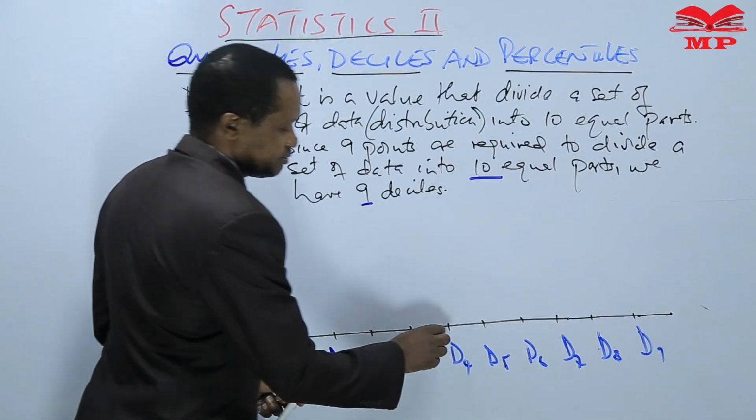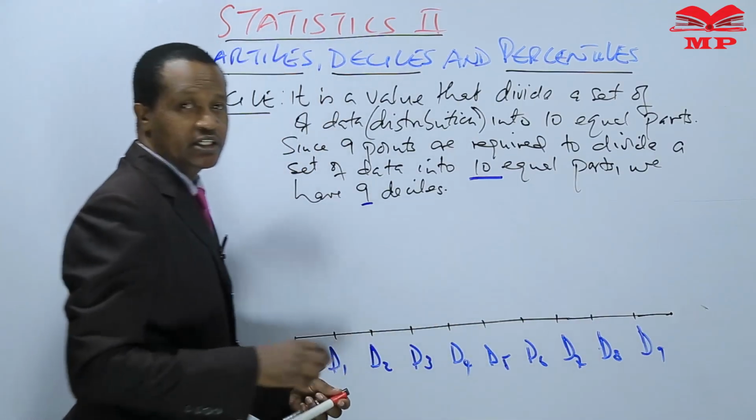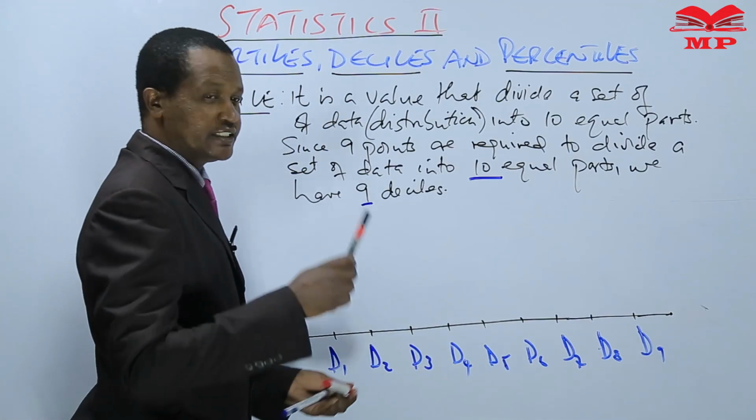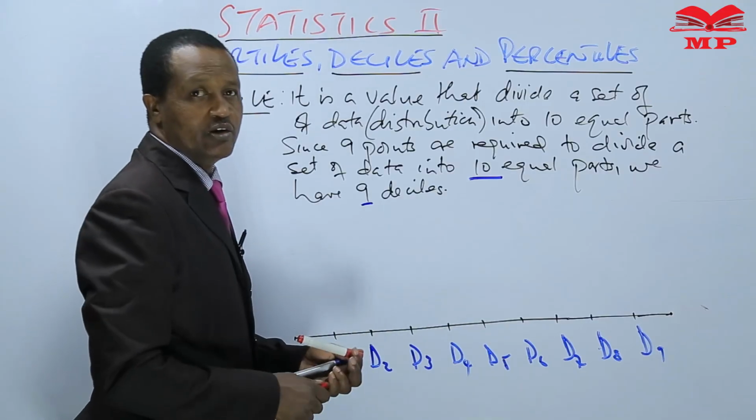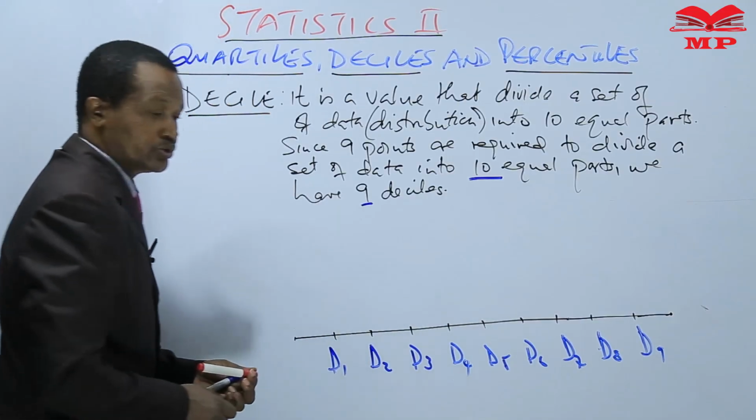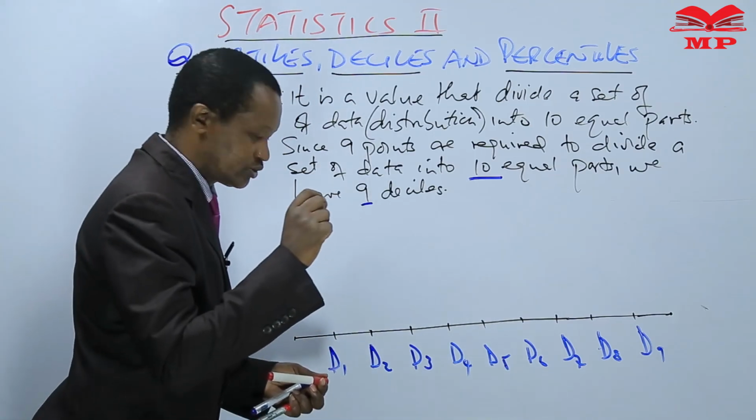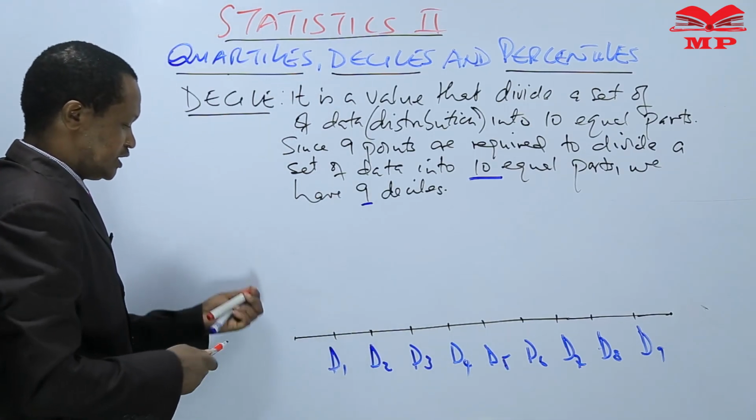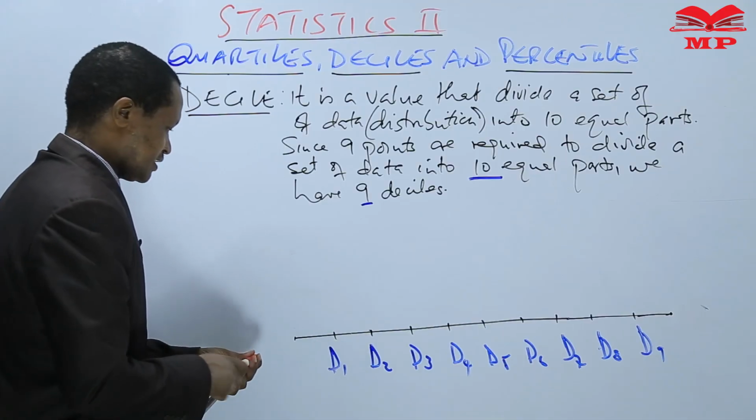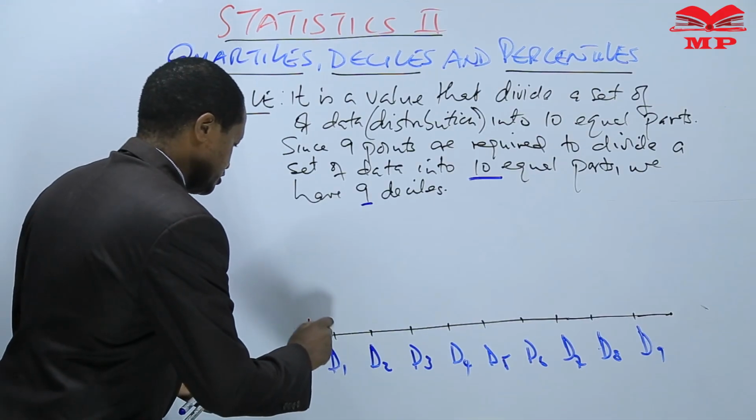Learners, another important point to note is that each part out of the 10 parts contains 10% of the total distribution. Each part contains 10%.